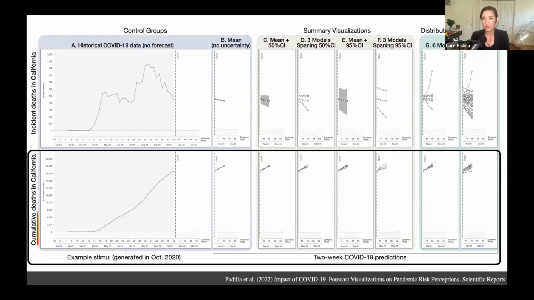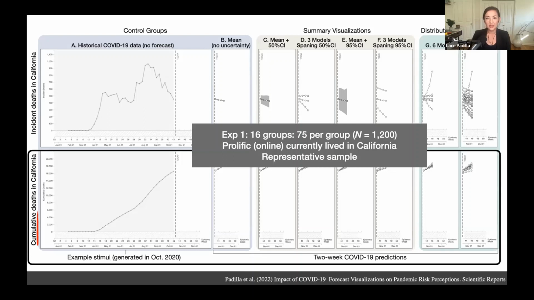Now, this particular study had 16 groups. It was the largest study I've ever been a part of. We did this online with people who currently lived in California. And we were able to get a representative sample, meaning that all of the demographics in terms of age, gender, education level, et cetera, were mapped to the US population. So our data is fairly representative of the population in the US, at least. Now, I'm not going to show you the data from all of these, but I'm going to pick out some of the most interesting ones to highlight.